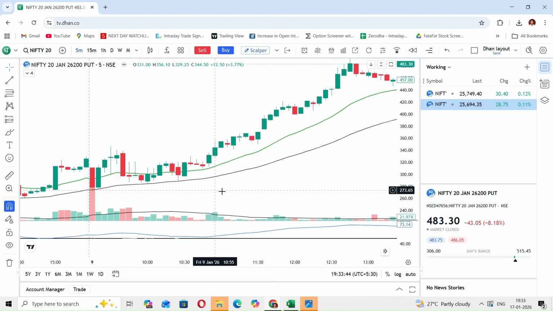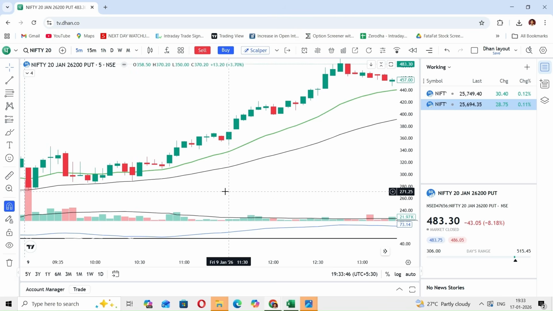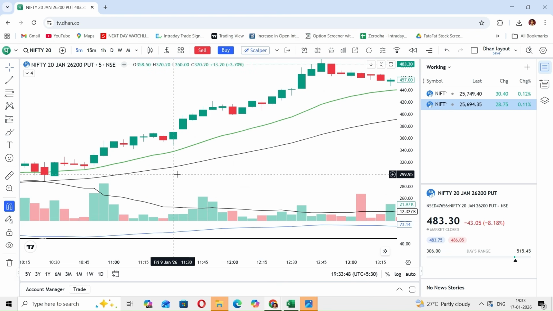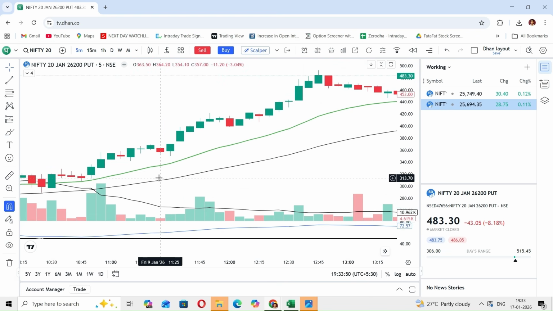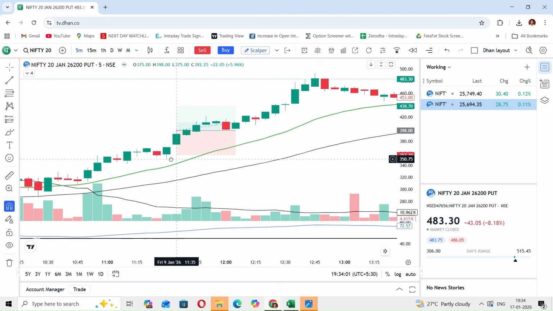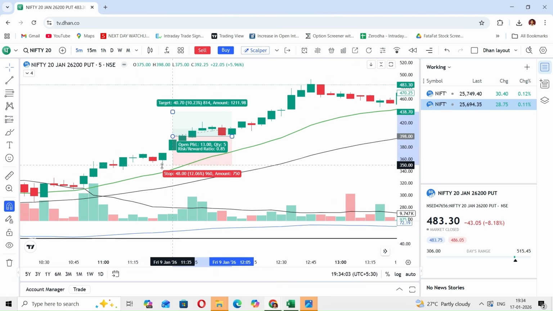Now again, if you see here, there was another inside candle setup. First candle, second candle. Sorry, I'm again and again saying inside candle. Three candle theory setup: first candle, second candle, third candle. So here I will take a trade at high of this candle. Low should be my stop loss.